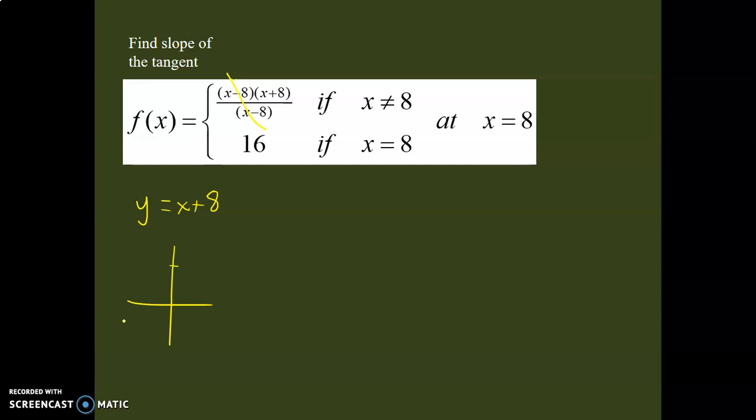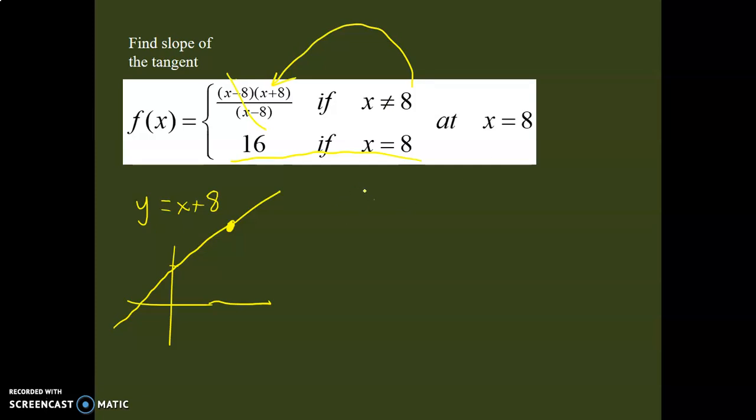So up here at 8, except we would have a hole at x equals 8. Now the second part of this function says when x is equal to 8, I need to put a dot at 16. Now let's figure out where this hole would be. So if I took 8 and plugged it into this equation, 8 plus 8 is 16. So it turns out that this hole gets colored in by this part.